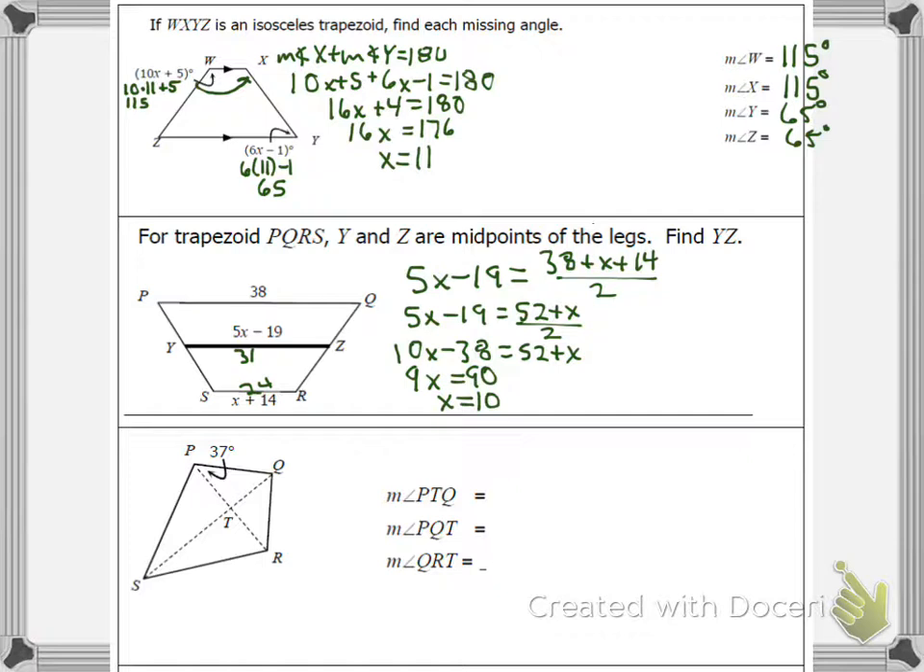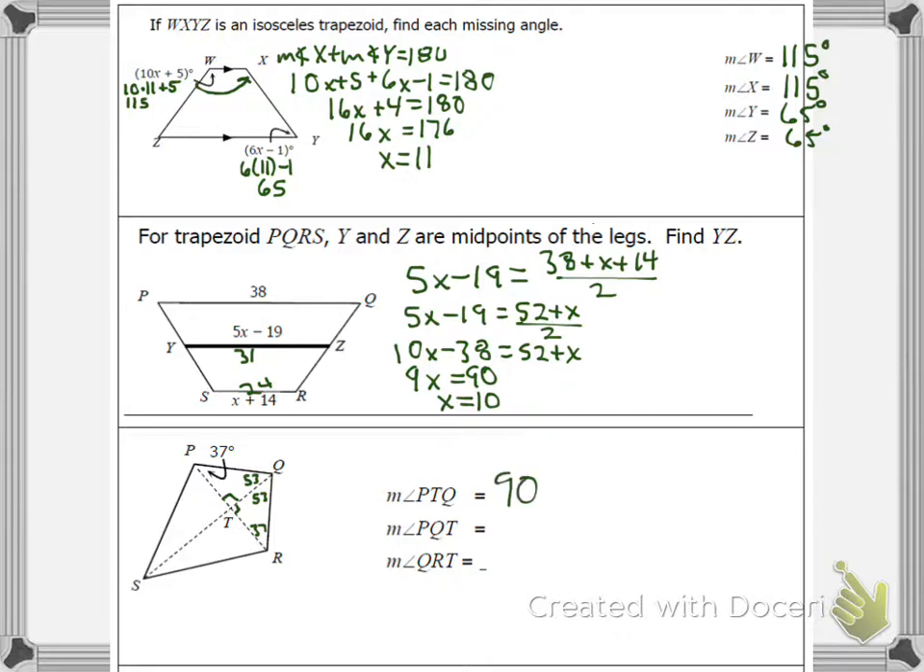The last one is we have a kite. Now, in a kite, we know diagonals are perpendicular, and we know these opposite angles match. So I could do 90 minus 37 to get 53 here. It's a right triangle. And then this will also be 37. We get some right angles. So let's see if that's enough.